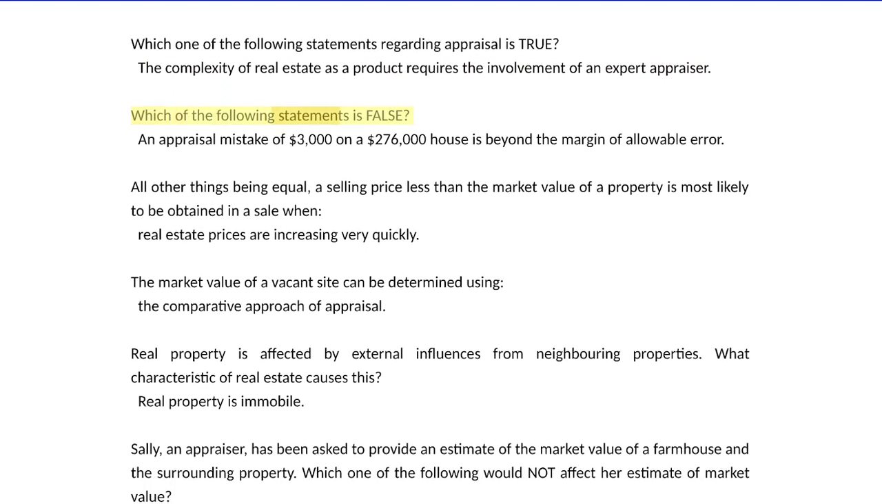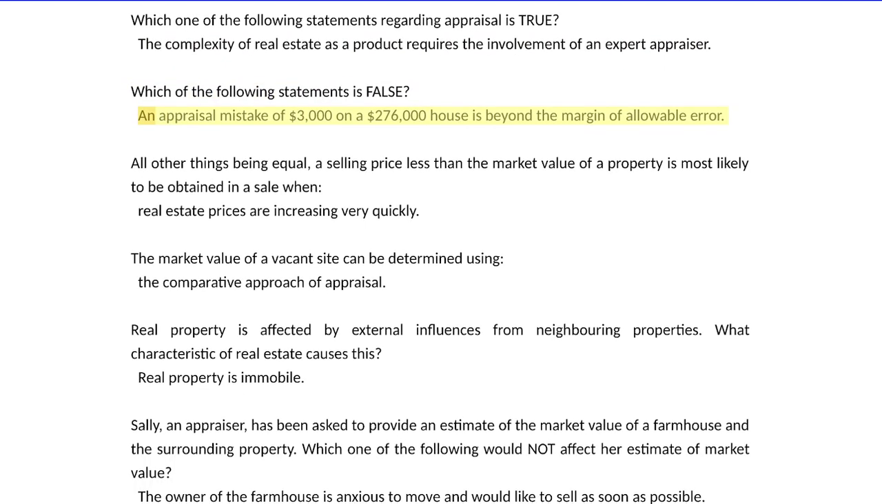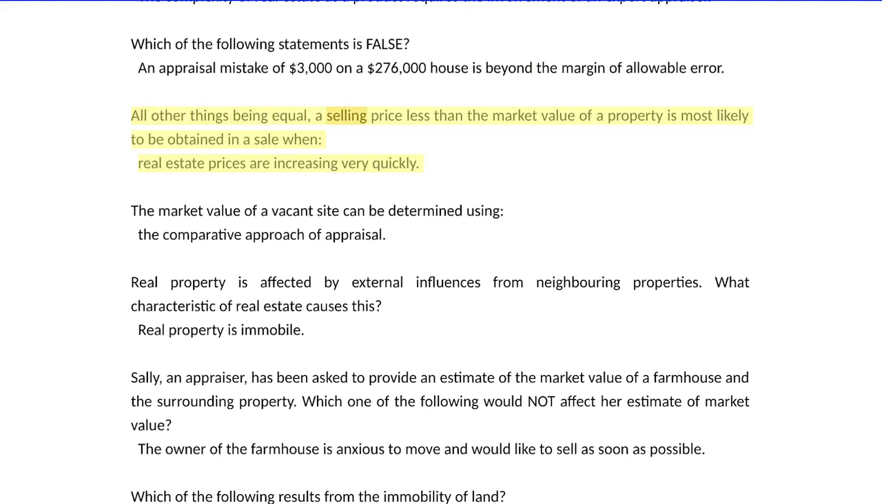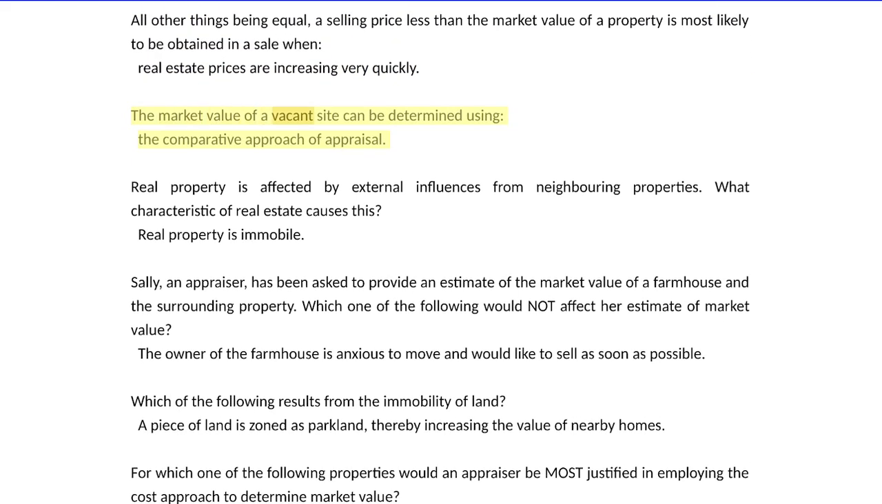Which of the following statements is false? An appraisal mistake of $3,000 on a $276,000 house is beyond the margin of allowable error. All other things being equal, a selling price less than the market value of a property is most likely to be obtained in a sale when real estate prices are increasing very quickly. The market value of a vacant site can be determined using the comparative approach of appraisal.